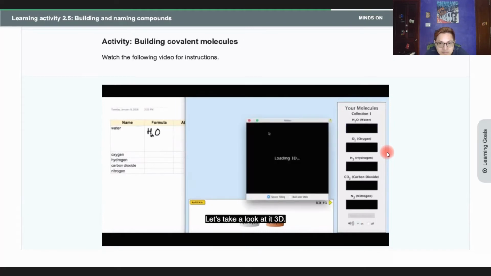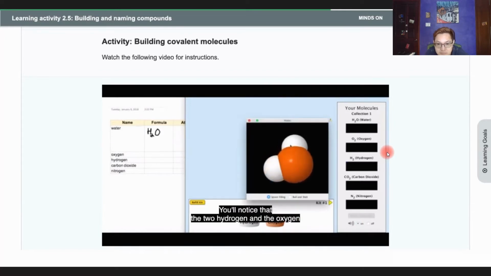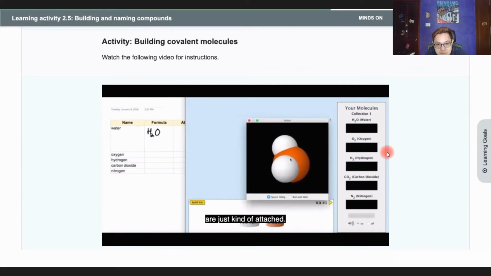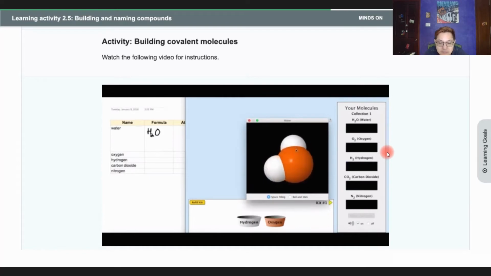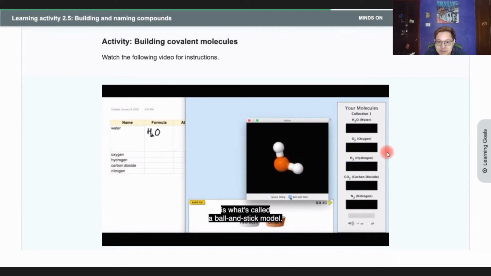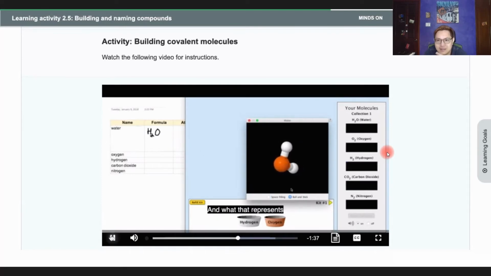Let's take a look at it in 3D. Sometimes it takes a second to load. This is what's called a space-filling model. You'll notice that the two hydrogens and the oxygen are just kind of attached, and it shows the spherical area that all of their orbits are occupying and how they're sharing some of those orbits. So it's called a space-filling model. What you see now is called a ball and stick model. This one is easier to see because you see the bonding between them. But with the space-filling models, you don't see the bond much, because it's just balls.